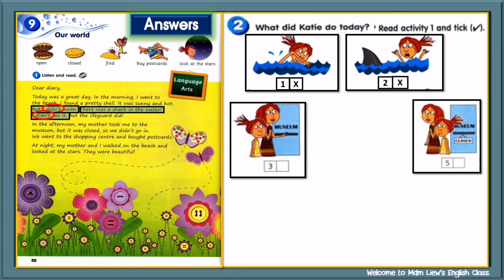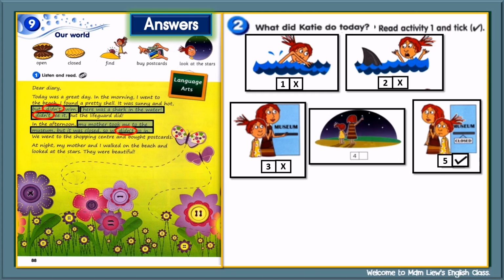3 and 5. 3. Did Katie go in or 5. Didn't go into the museum? Let's check. My mother took me to the museum, but it was closed, so we didn't go in. Number 3. Did Katie go into the museum? No, right? So cross. Number 5. Katie didn't go into the museum, right? So tick. 4. Did Katie look at the stars? Let's check. My mother and I walked on the beach and looked at the stars. Number 4. Katie looked at the stars, so tick.